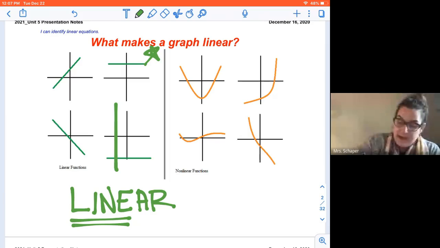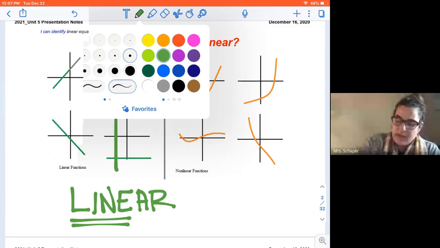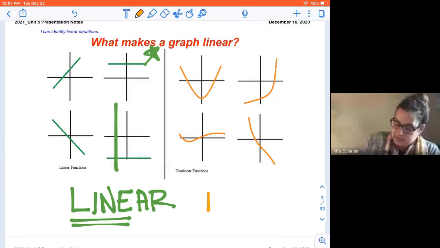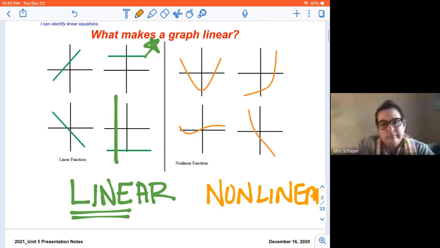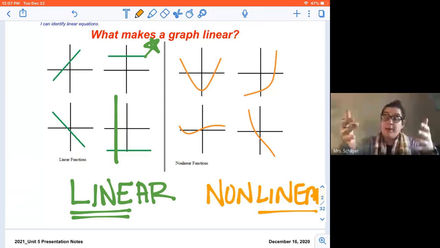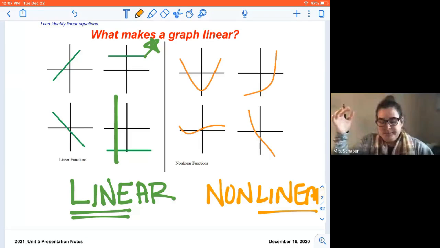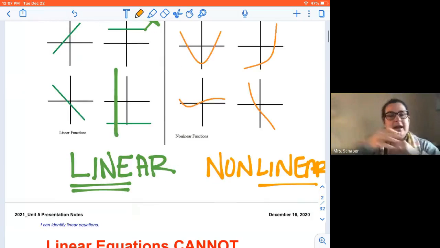On the right-hand side, we have nonlinear equations. So these are nonlinear. Okay, and that's because they're all squiggly. Okay, I could not ever take a ruler on any of those and just draw a line through them, right? So these are all considered nonlinear. So looking at a picture, we can determine if it's linear or nonlinear. We can also do that when we look at it as an equation.